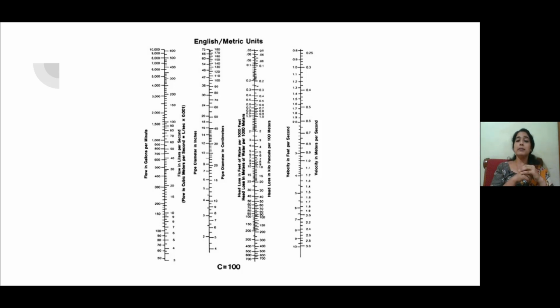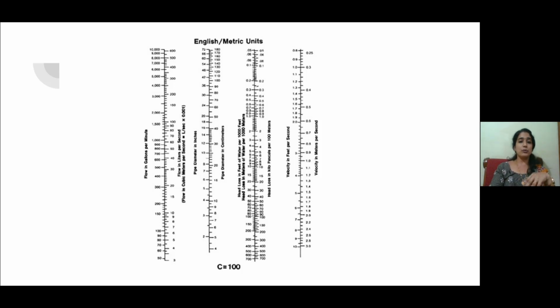This C is the Hazen-Williams coefficient. C equal to 100 means it is a cast iron pipe with the Hazen-Williams coefficient 100. Commonly, this nomogram is used for the designing of pipe networks, that is, pipes made of cast iron. You have to take the printout of this nomogram, and you have to bring this nomogram into the exam hall for solving the equivalent pipe method for pipe network analysis.